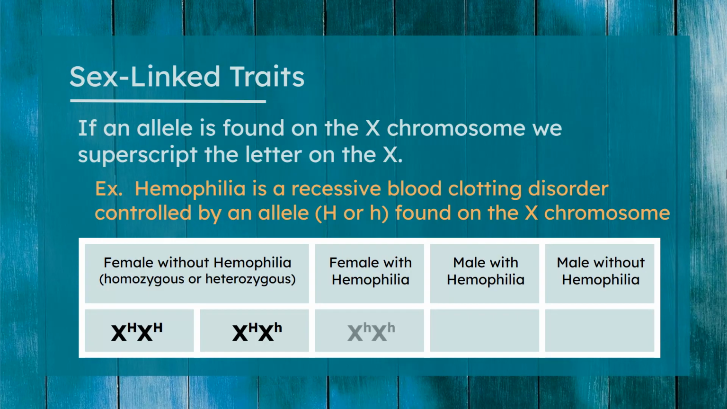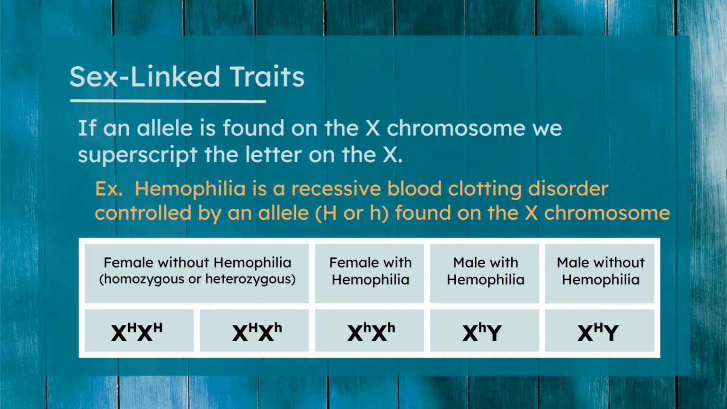A female with hemophilia is going to be recessive, since it says this is a recessive disorder. So she would have to be X^h X^h. And then males, they're not XX, they're XY. So a male with hemophilia has the recessive disorder. He's X^h Y. Male without hemophilia does not have the recessive disorder, which means he's dominant. So he would be written as X^H Y.